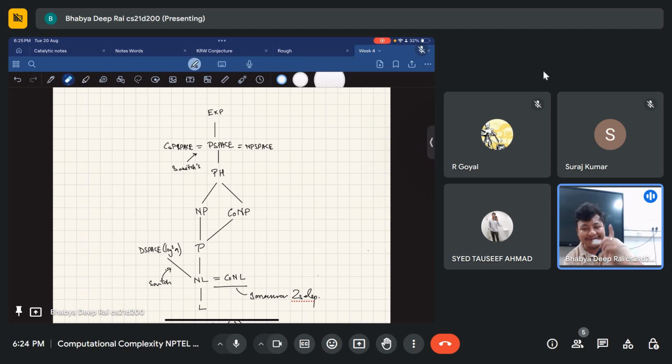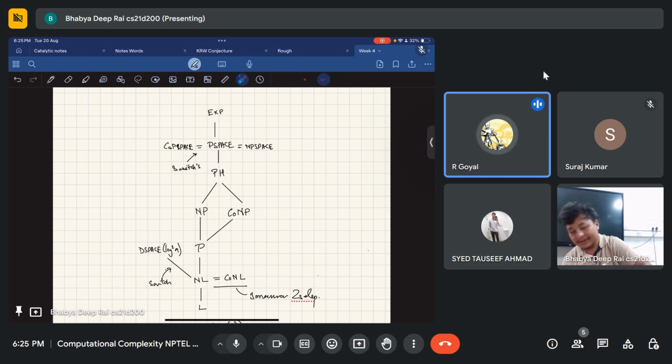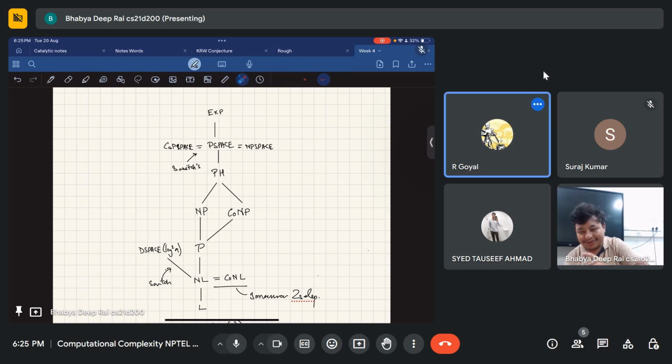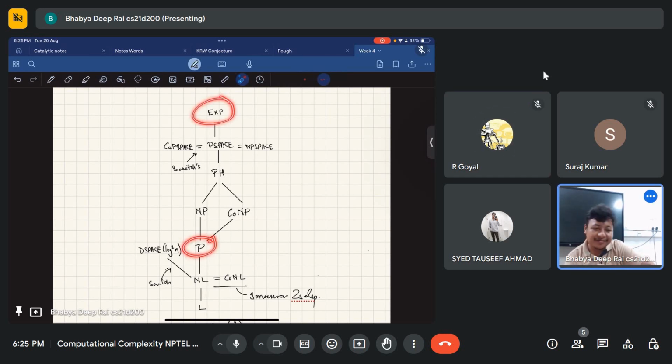Using the time hierarchy theorem, we can separate P and PSPACE? PSPACE is still a space class. The time hierarchy theorem talks about two time classes, so at least directly we cannot separate them. But we can separate P and EXP using the time hierarchy theorem, right? Yes.